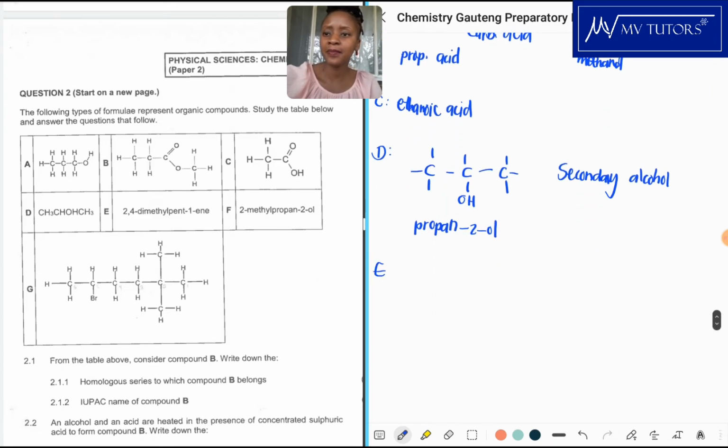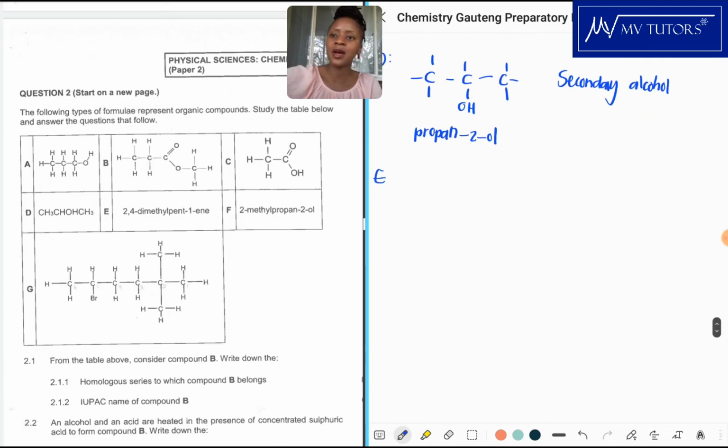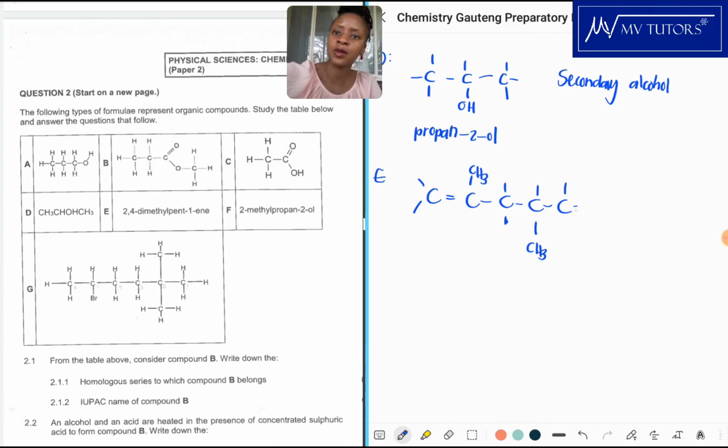Alrighty, and then E, we have 2,4-dimethylpent-1-ene. So I know pent means I have 5 carbon atoms. On the first carbon, I have a double bond. On the second carbon, I have a methyl group. On the fourth carbon, I also have a methyl group. So that is our 2,4-dimethylpent-1-ene, and that is an alkene, because we have a double bond there and it is unsaturated.